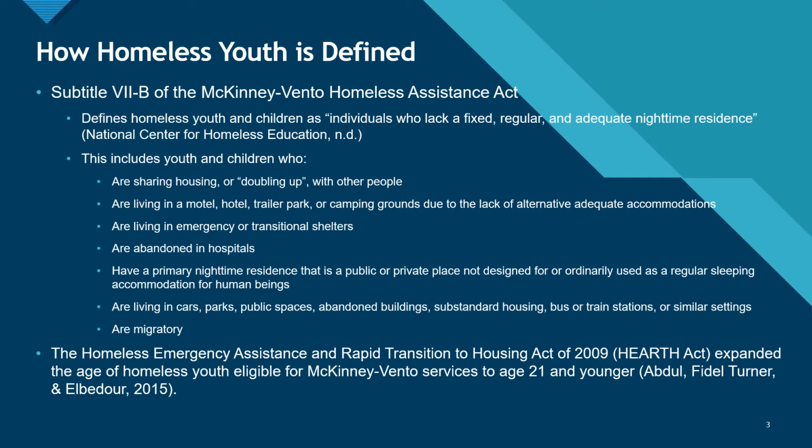In reference to the McKinney-Vento Homeless Assistance Act, it has actually been the most concrete in defining homeless youth. In Subtitle 7B of this act, homeless youth are defined as those individuals who lack a fixed, regular, and adequate nighttime residence. This includes youth and children who are sharing housing or doubling up with other people, are living in a motel, hotel, trailer park, or camping grounds due to the lack of alternative adequate accommodations, are living in emergency or transitional shelters, are abandoned in hospitals, have a primary nighttime residence that is public or private and not ordinarily used as a regular place of sleeping, are living in cars, parks, public spaces, abandoned buildings, substandard housing, bus or train stations, or other similar settings, and or are migratory.